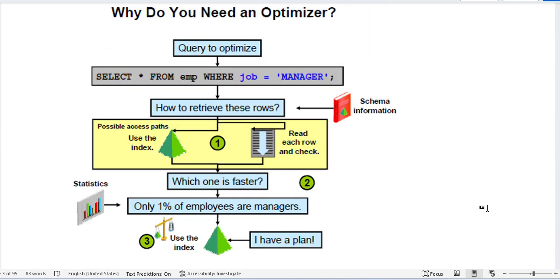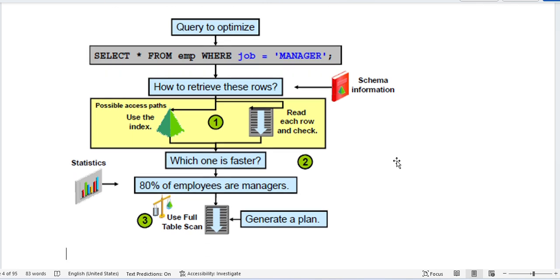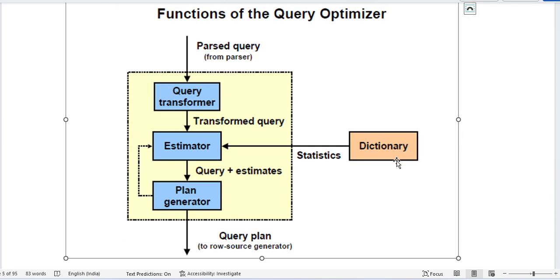Next, why do we need the optimizer? For the query select star from employee where job is equal to manager, how to retrieve these rows? By this you can see how we are doing it here. How to retrieve the rows, possible access path: using the index is a way to improve the performance of the database. If you go for a full scan, it will take more time. If you go with an index, it will reduce the total time of execution. So that's how we optimize the query.